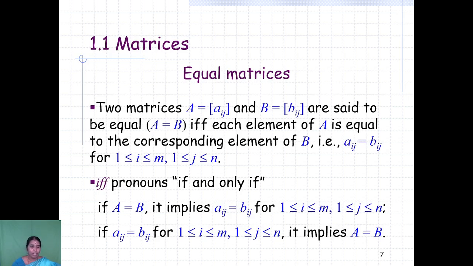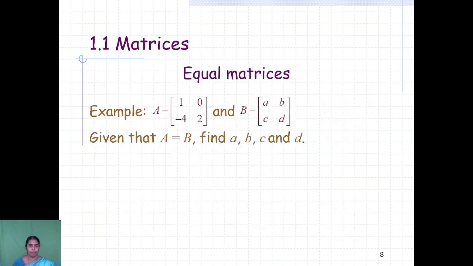In the same way, small aij means the element. First, A equal to B implies the matrices are equal. Second, the element Aij is equal to Bij for 1 less than or equal to i less than or equal to m and 1 less than or equal to j less than or equal to n. It implies that A is equal to B. That is, if the matrices are equal, then the elements are equal. If the corresponding elements are equal, then the matrices are equal.